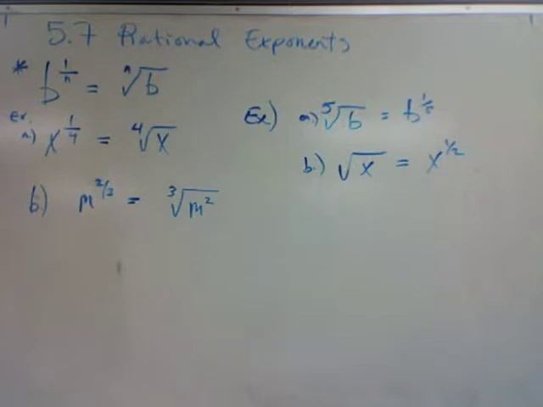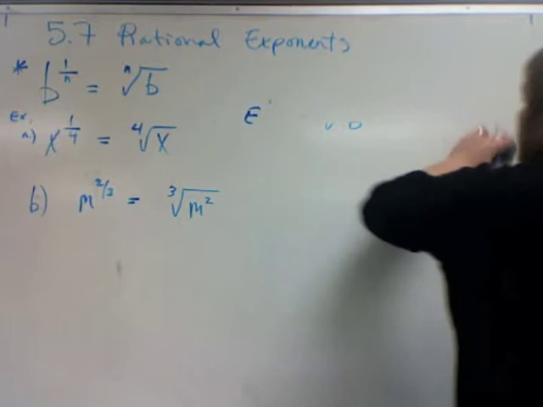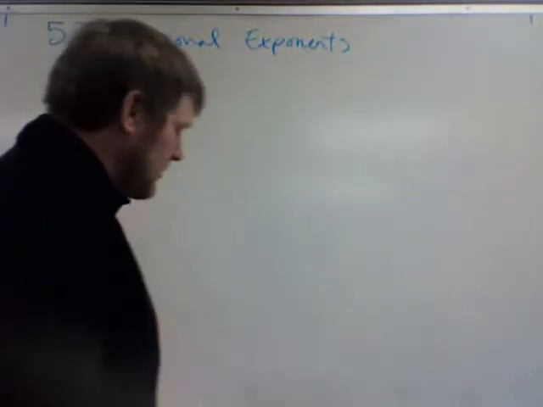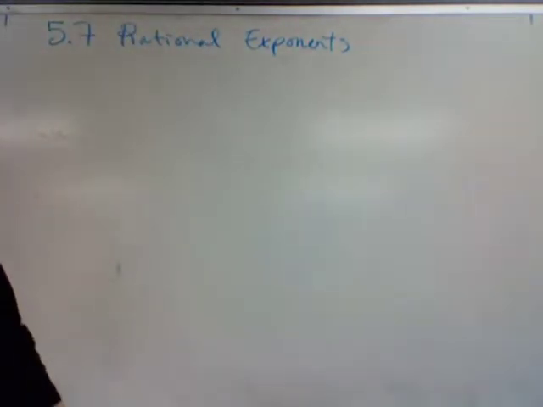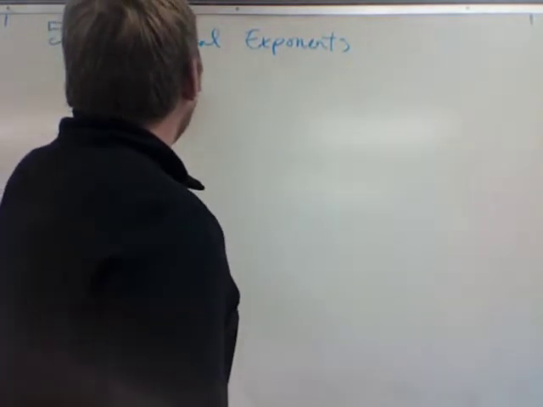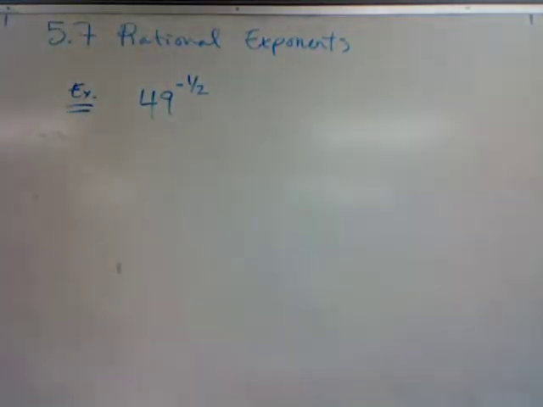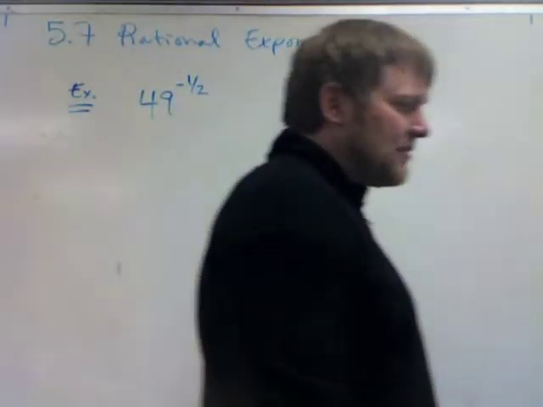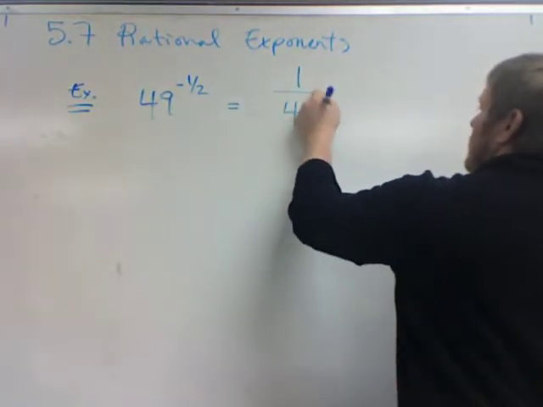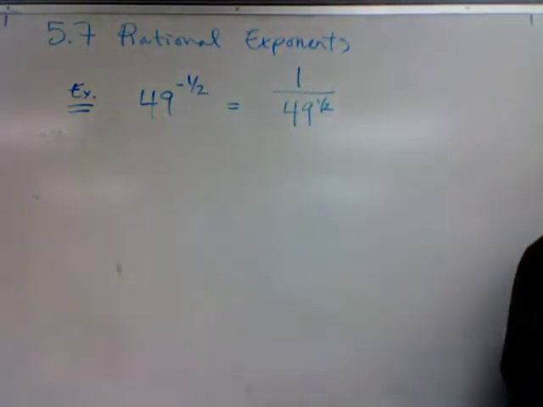Evaluating expressions, so let's say that we had some numbers involved here. Let's say that we had 49 to the negative 1/2. First of all, one thing I would suggest is to try to make the negative exponent positive. How would I end up doing this? So this equals 1 over 49 to the 1/2. I make a fraction out of it.